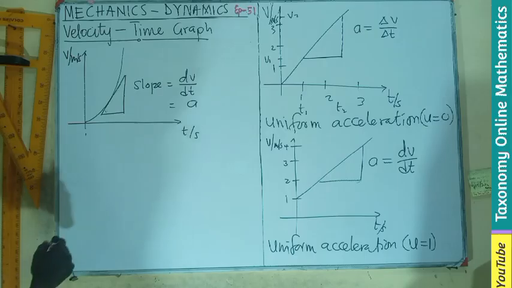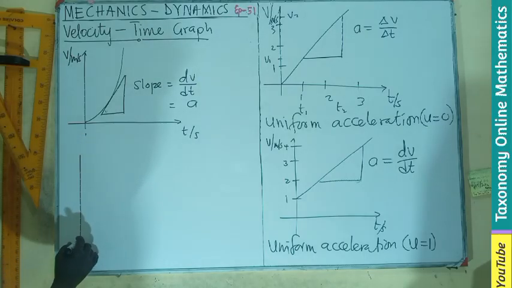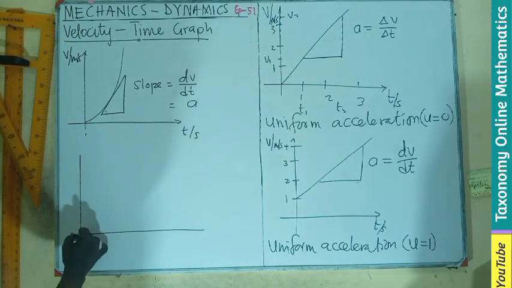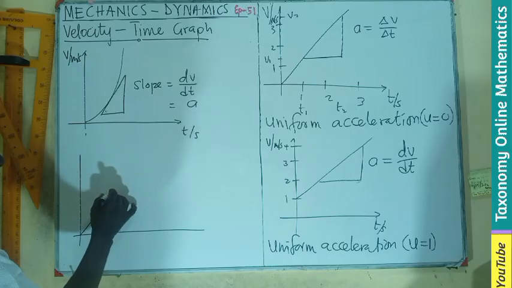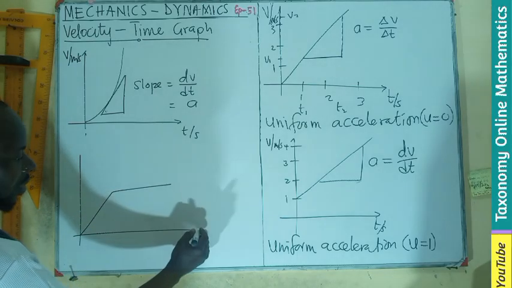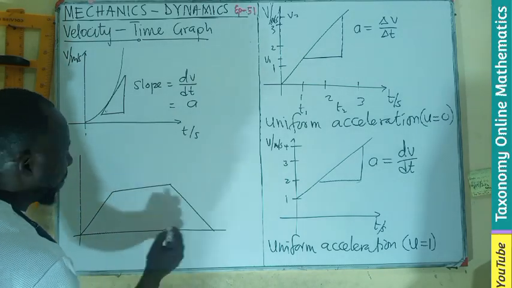Now, we can also have it in the sense that it will pass through this way. It will be uniform, stay this way, then it comes down.